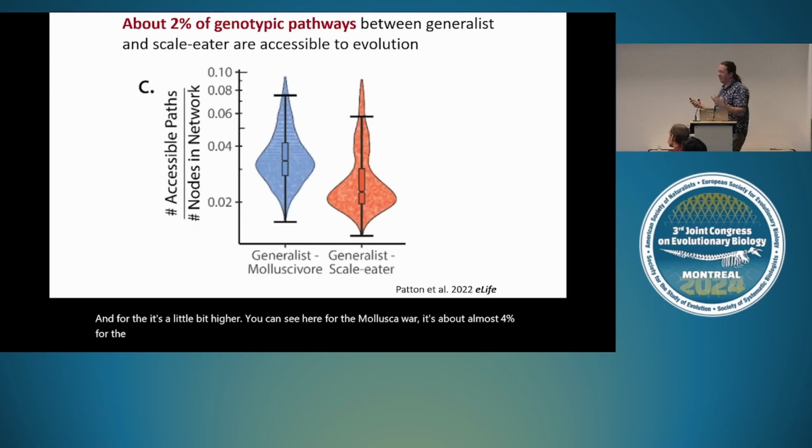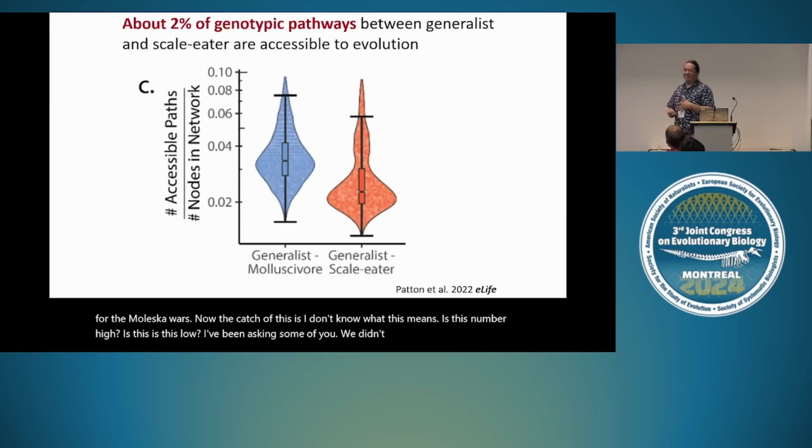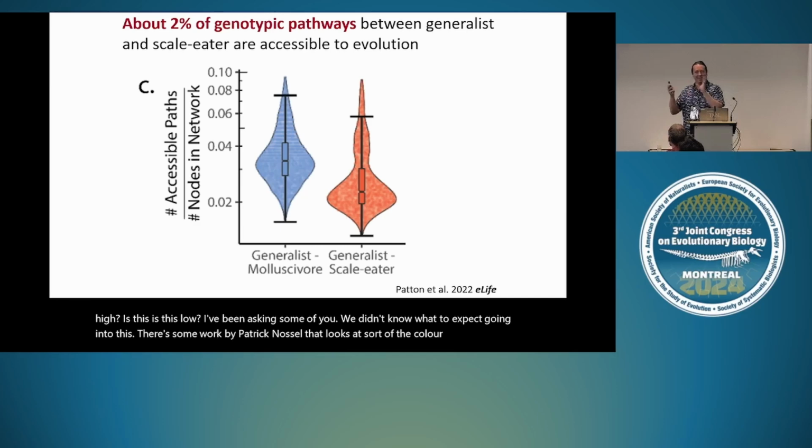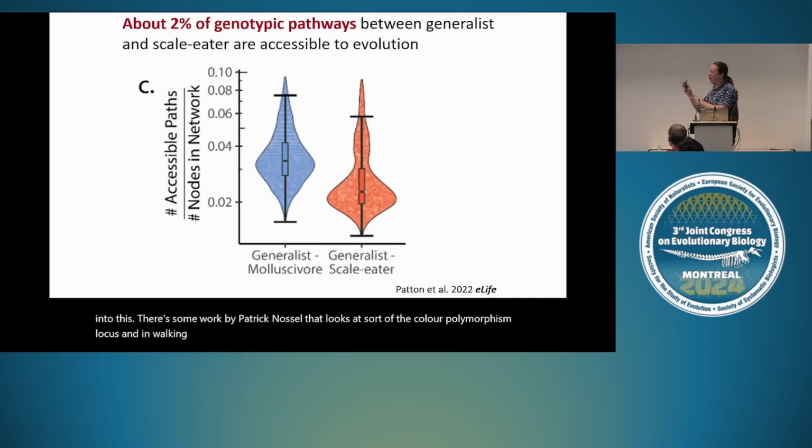Now the catch of this is, I don't know what this means. Is this number high? Is this low? I've been asking some of you. We didn't know what to expect going into this. There's some work by Patrick Nosil that looks at the color polymorphism locus in walking sticks, but we have no other animals to compare this to, right?